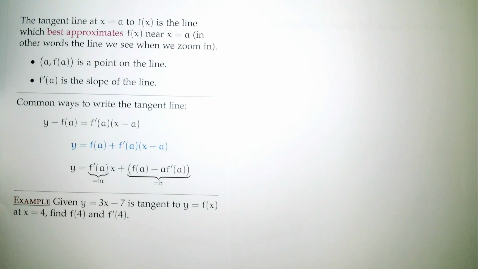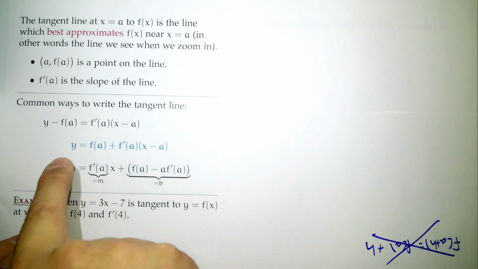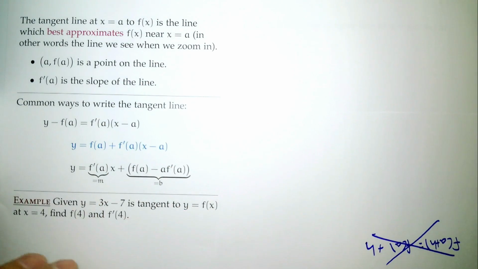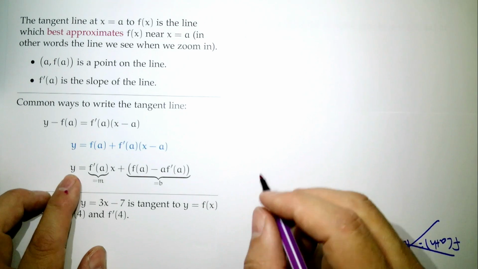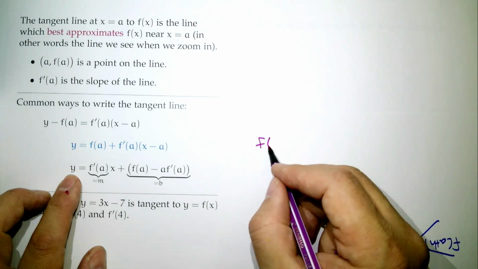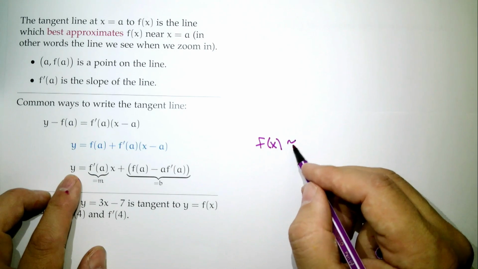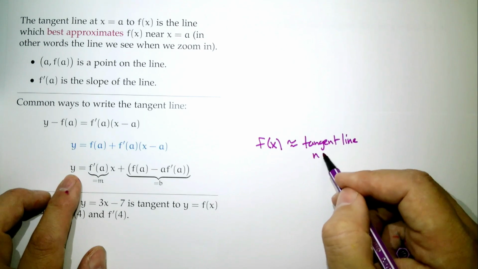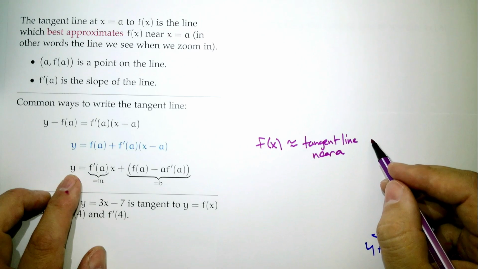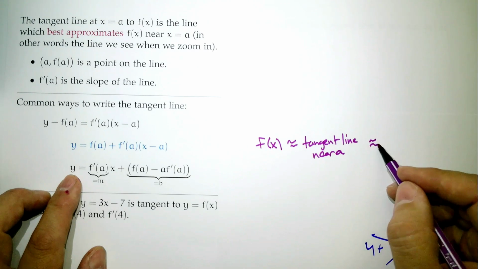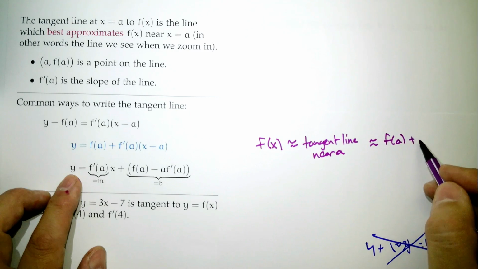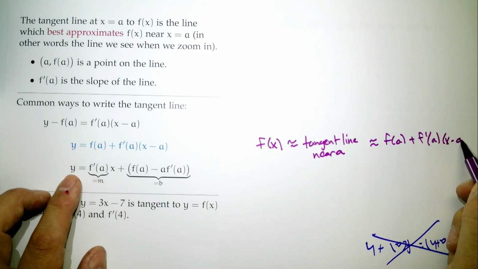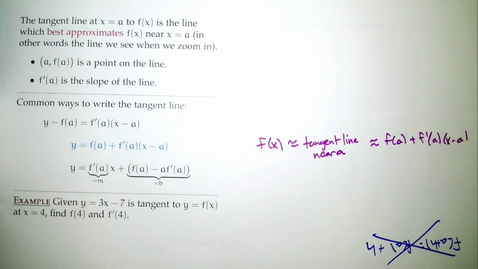But the moral here, the punchline, is that when we say our tangent line is a good approximation, this y right now is a tangent line, so we're going to come back and say f of x is about the tangent line when I'm near a. Because the tangent line mimics the function, that tangent line says that f of x is about f of a plus f prime of a times x minus a. So this is going to be a really important idea as we go into the next part of the course. This is part 2 of the course.